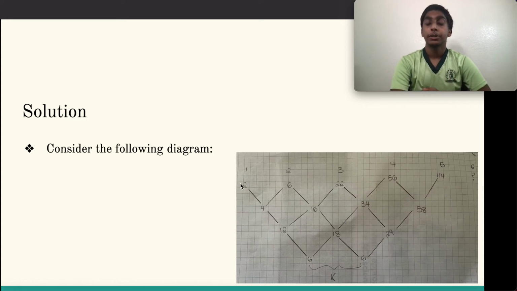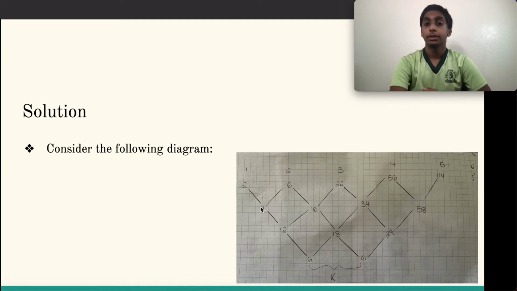6 minus 2 gives me 4. That's what I wrote down here. 22 minus 6 gives me 16. 56 minus 22 gives me 34. 114 minus 56 gives me 58. So I've calculated my second row. This is my first difference. Now I need to calculate my second difference.